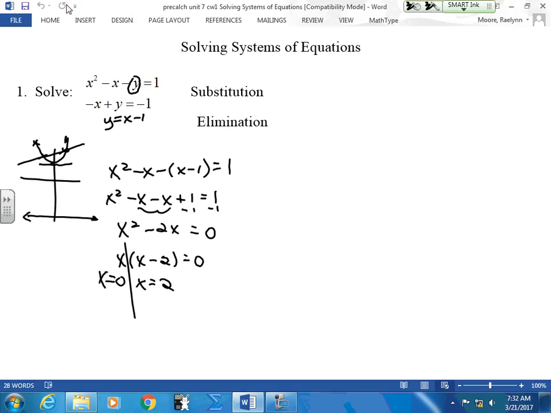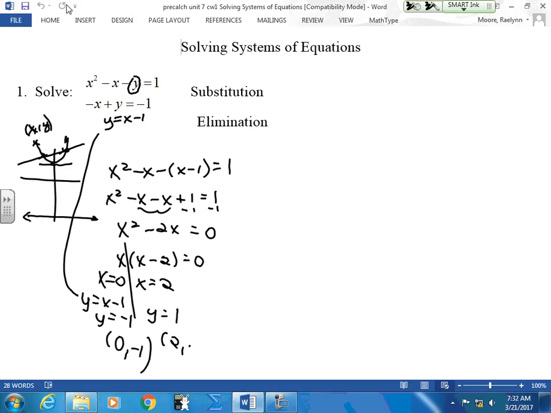And am I done? Got to plug it in. You got to go back and find the y, because this is a coordinate point. So don't forget to go back and find your y. I plug it in. If I plug in a 0, I get a negative 1. Write your solution as a point. If I plug in a 2, I get y is equal to 1. You could do it that way.